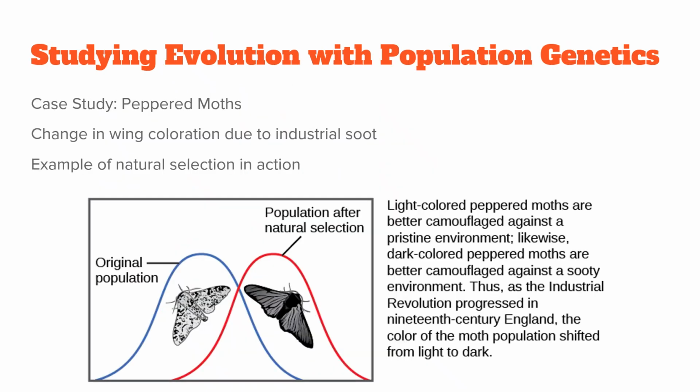The peppered moth is a classic case study. During the Industrial Revolution, soot darkened tree bark. Dark moths were better camouflaged and survived more often, so their frequency increased. Later pollution controls lightened the trees, and light moths again had the advantage, so the population shifted back. This is natural selection changing allele frequencies as environments change.